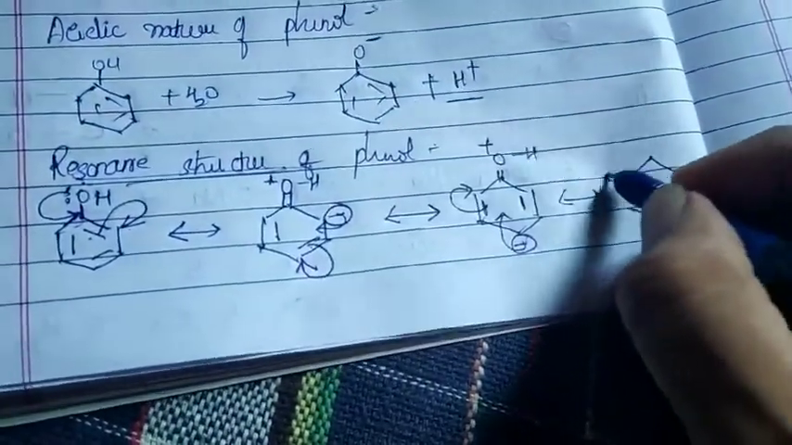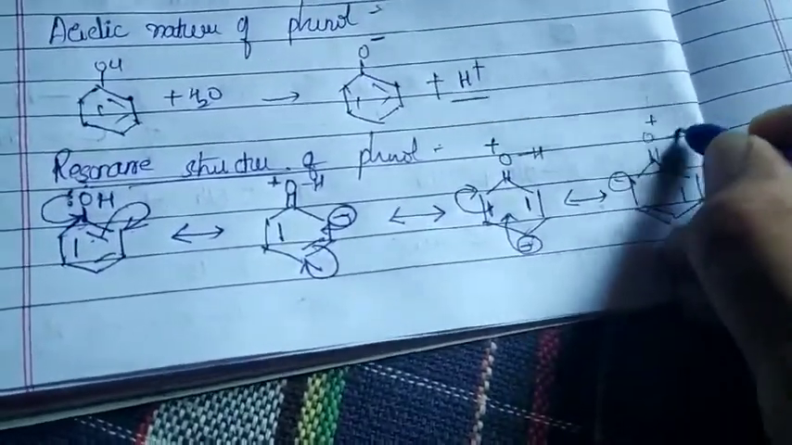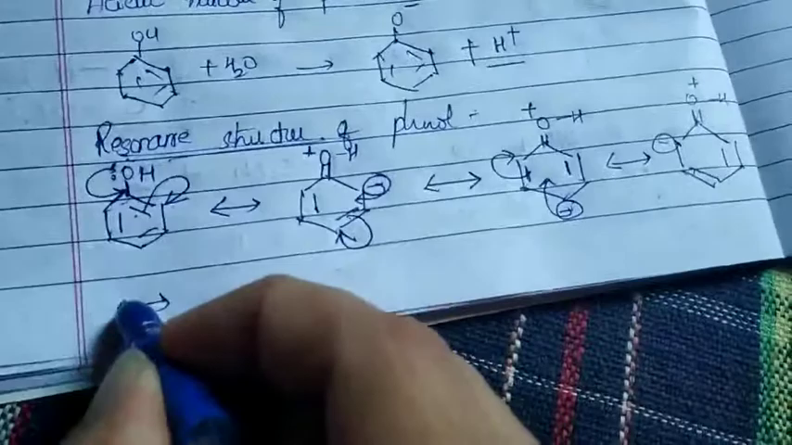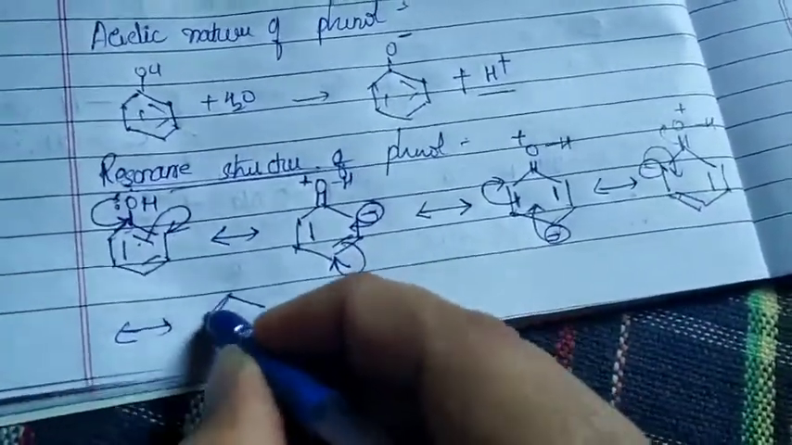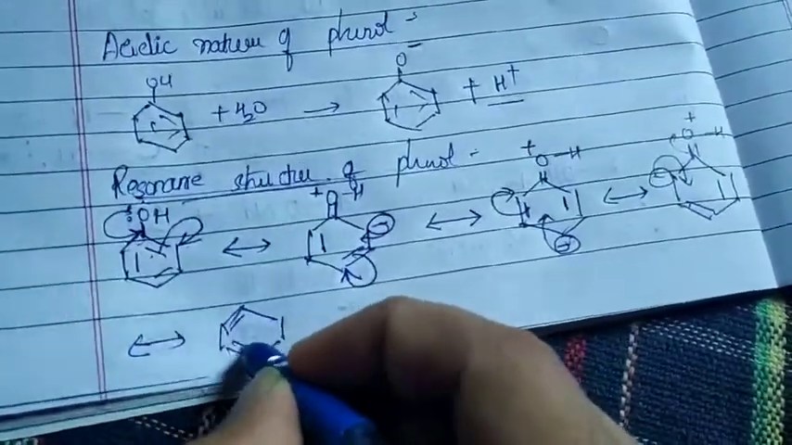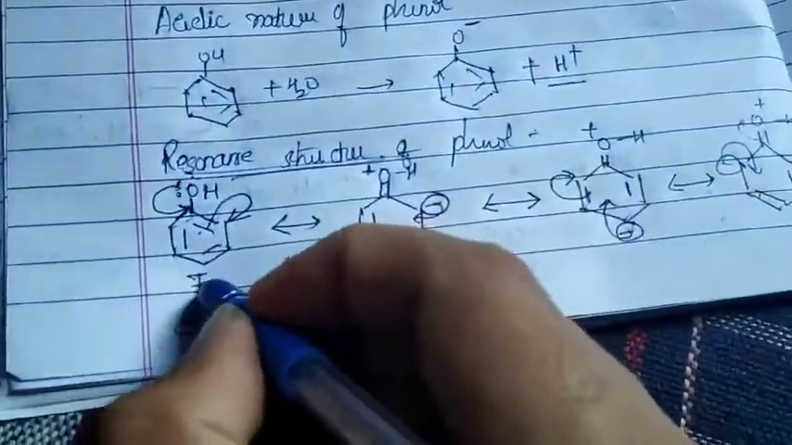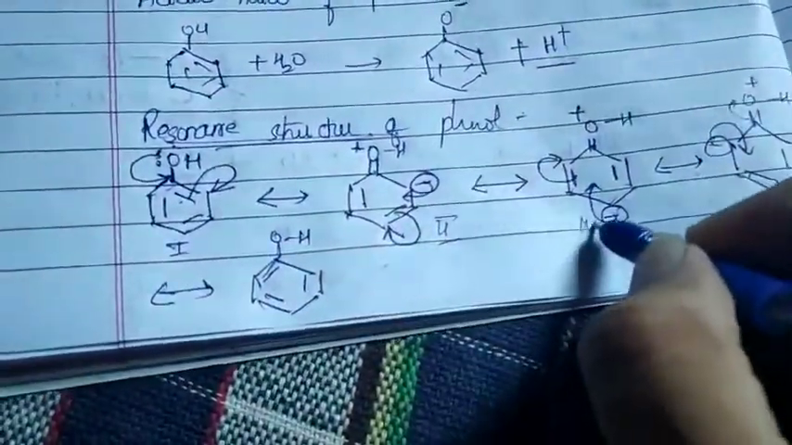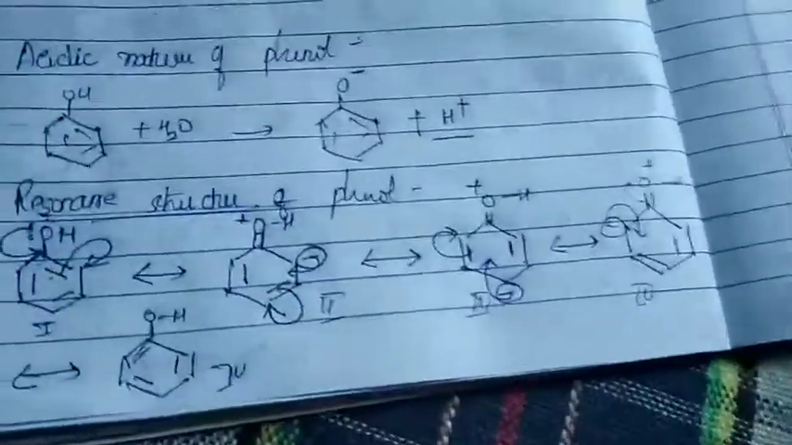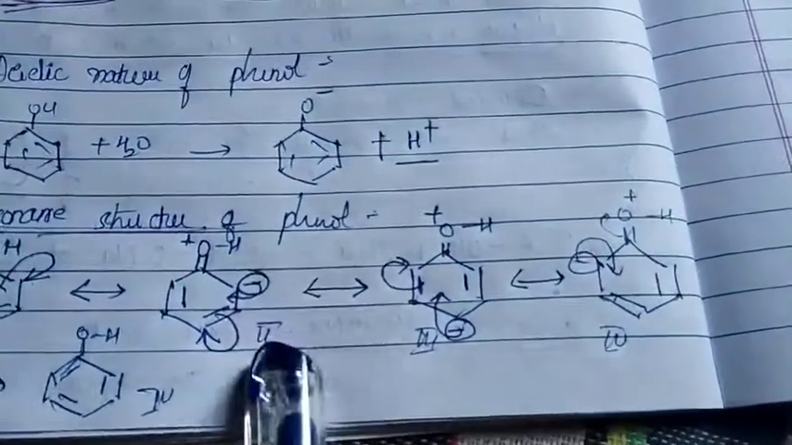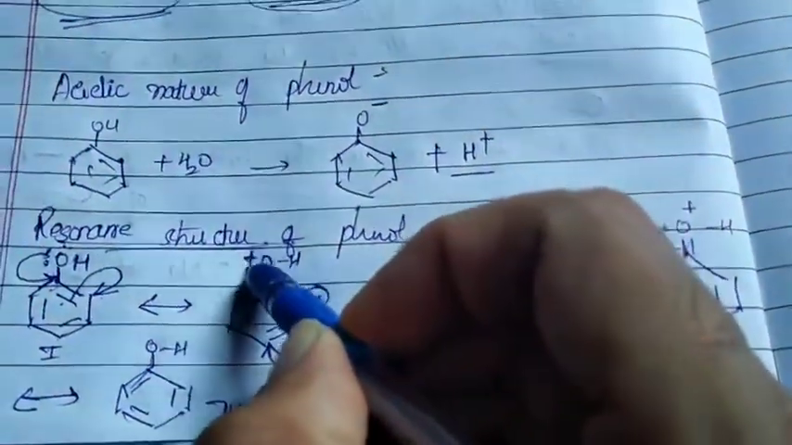So here negative. Here one, here double bond O plus and an H. Let me continue. So now this would be given, this would be taken. So what happens? Yes, like this, single bond OH. But what we can observe, if I give the numbers to the structure, first, second, third, fourth and fifth, in the structures second, third and fourth, we are observing that oxygen is having a positive charge.